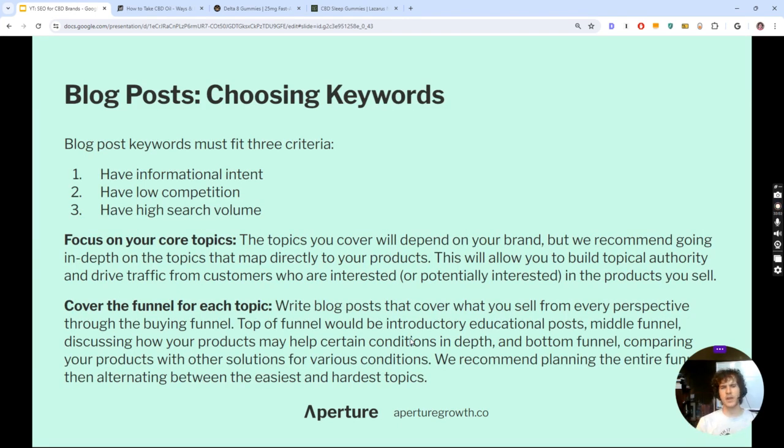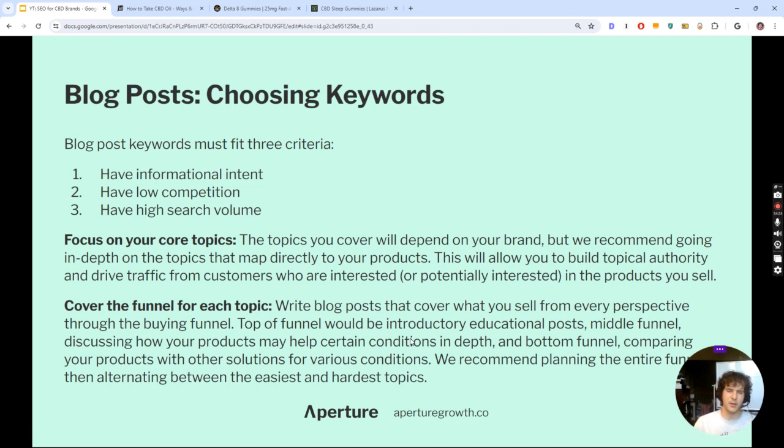So the keywords that you choose for a blog post must fit 3 criteria. Number 1, informational intent. Number 2, low competition. Number 3, high search volume. Unlike with products, you generally have more latitude when you're looking for informational keywords because there's more of them, and there's more ways that someone could look for information than with products where there might be only 1 or 2 different ways that someone's going to search for a product that you sell.